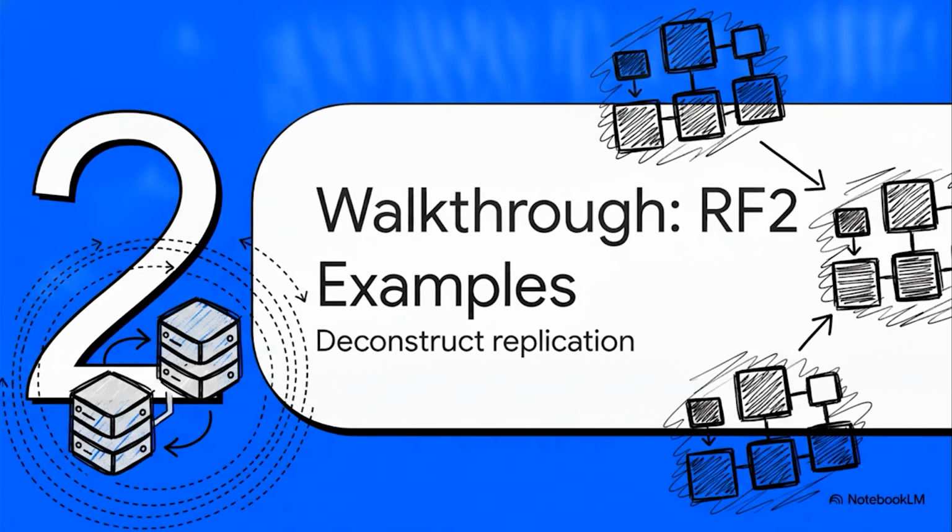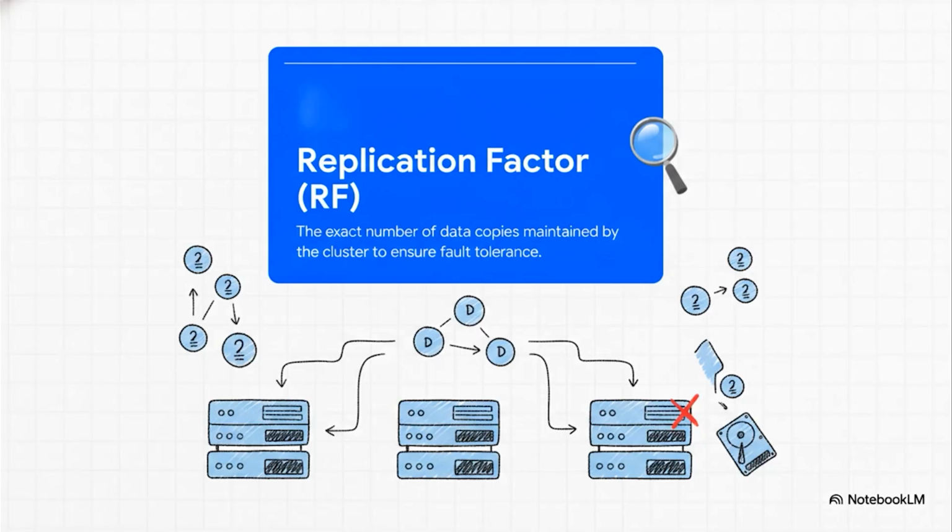Moving right along to part two, we're going to deconstruct replication by looking at two highly specific cluster scenarios. Before we get into the weeds, let's just baseline real quick. Replication factor, or RF, is exactly what it sounds like. It's the precise number of data copies maintained by the cluster to ensure fault tolerance. If a drive fries or a whole node suddenly drops offline, your cluster seamlessly relies on these copies. For the end user, it's completely invisible. They don't notice a thing. The system absorbs the hit and just keeps serving data.